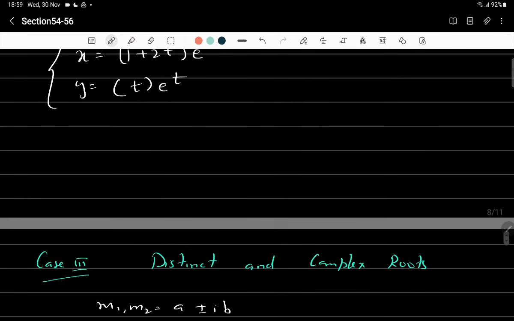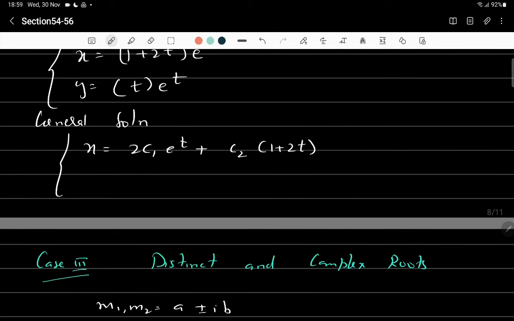And now you can write down the general solution. So the general solution would be the linear combination. So x is 2c1 e raised to the power t plus c2 (1 plus 2t) e raised to the power t, and similarly y is c1 e raised to the power t plus c2 t e raised to the power t. Yes. Third case is distinct and complex roots.